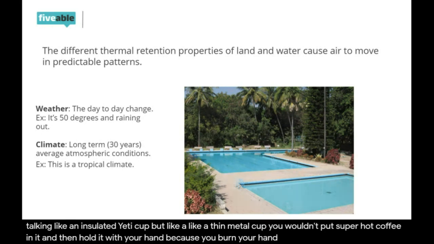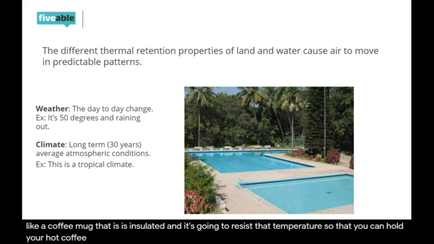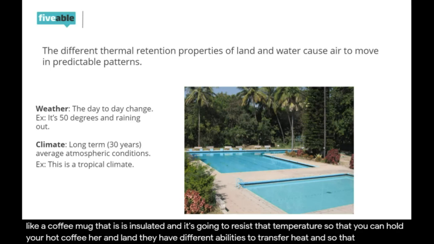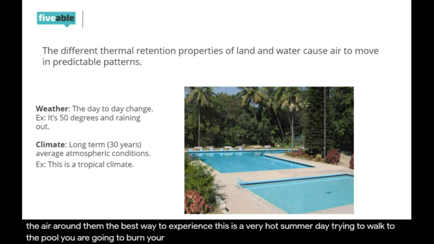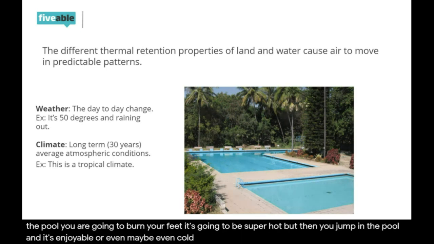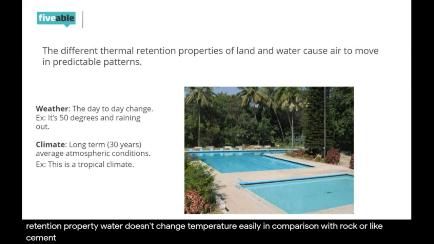You're going to get something like a coffee mug that is insulated, and it's going to resist that temperature so that you can hold your hot coffee. If you look at water and land, they have different abilities to transfer heat, and so that manipulates the air around them. The best way to experience this is a very hot summer day. Trying to walk to the pool, you are going to burn your feet. It's going to be super hot, but then you jump in the pool and it's enjoyable, or maybe even cold. And that's because water has a higher thermal retention property. Water doesn't change temperature easily in comparison with rock or cement. Cement changes temperature very easily.